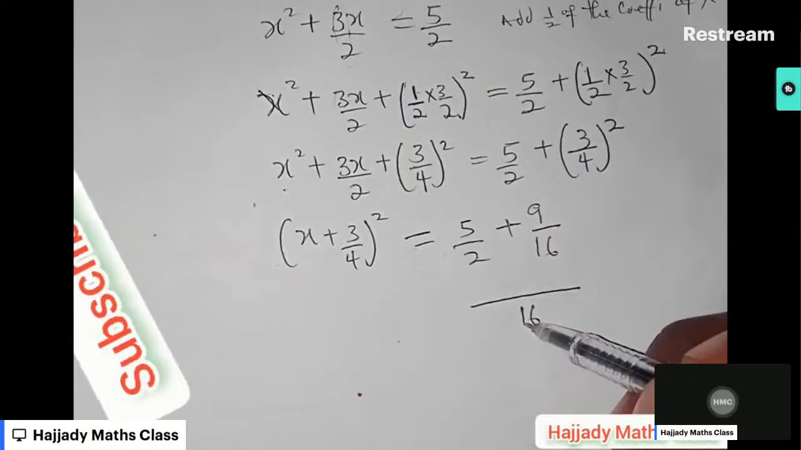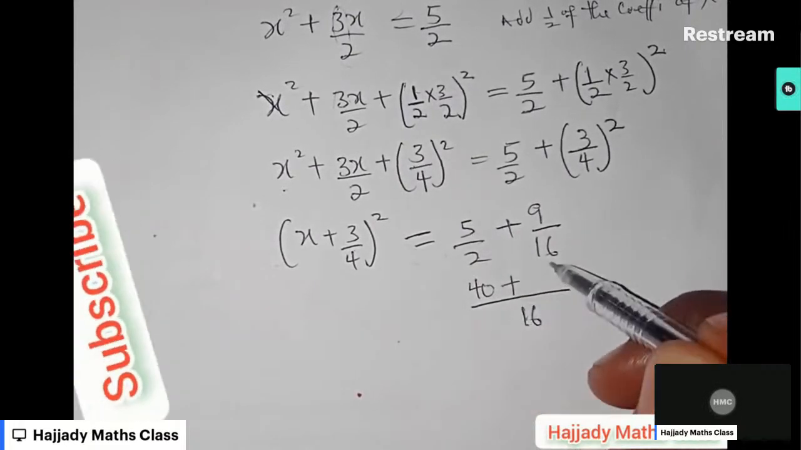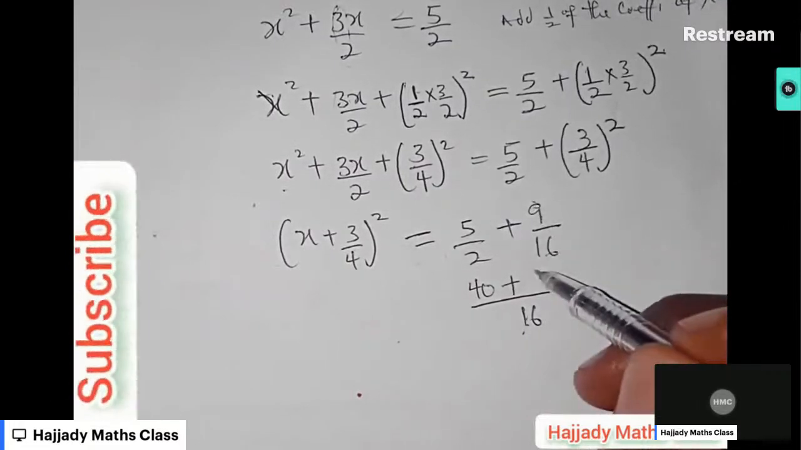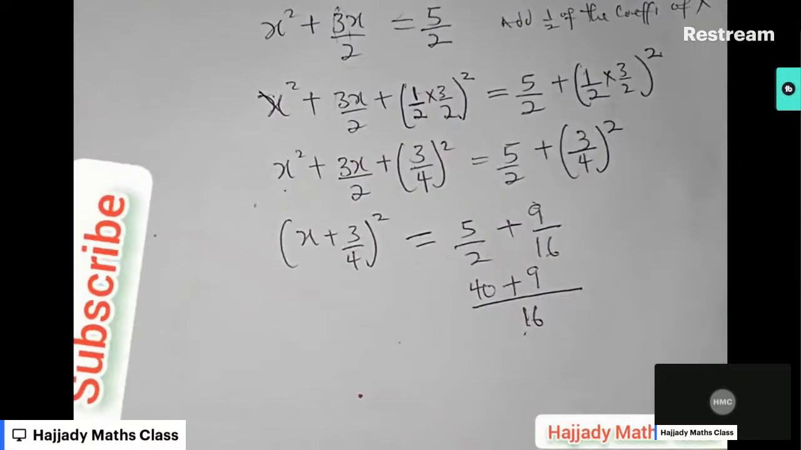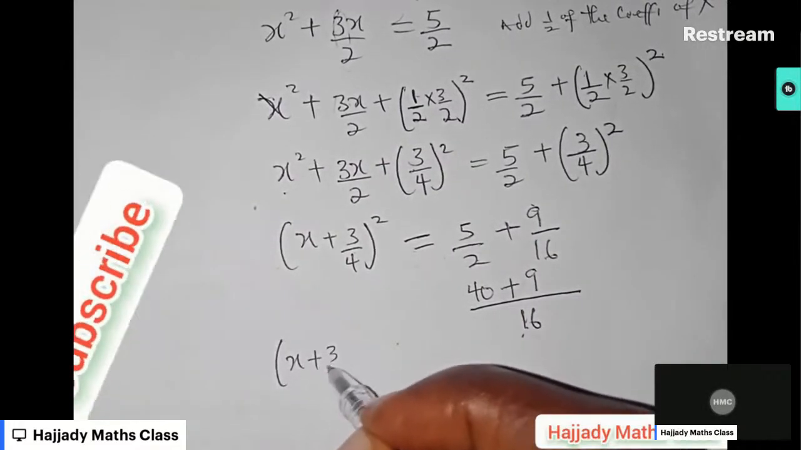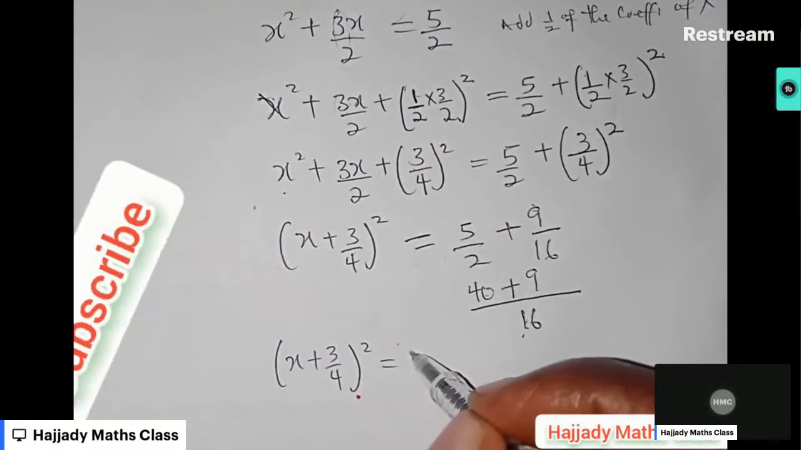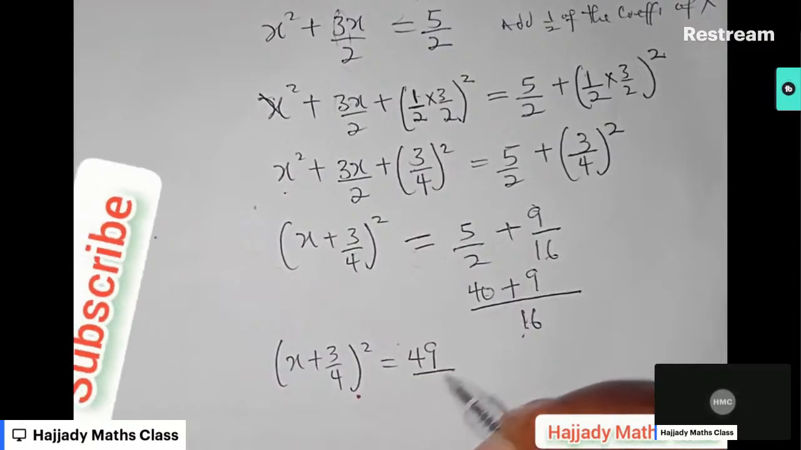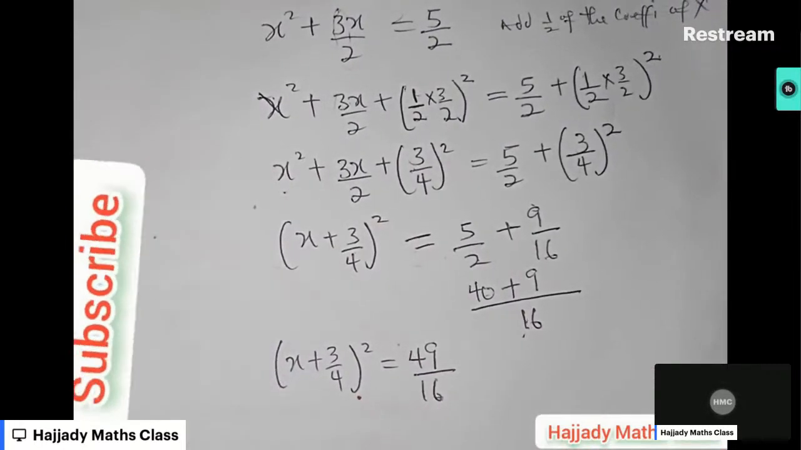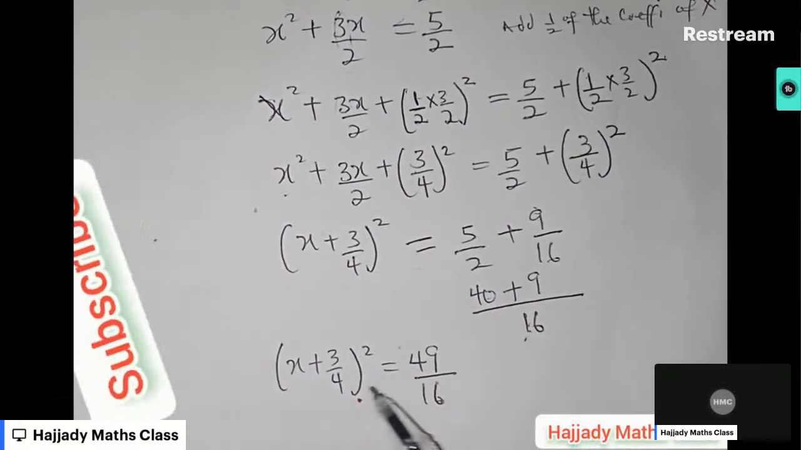Now solving the right hand side, the LCM gives 16. So 2 in 16 is 8, 8 times 5 gives 40. 16 in 16 is 1, multiplied by 9, we have 9. So we have x plus 3 over 4 all squared equals 40 plus 9 gives 49 all over 16. So our next step now is to square root both sides, and the reason for that is that we want to eliminate the square here.